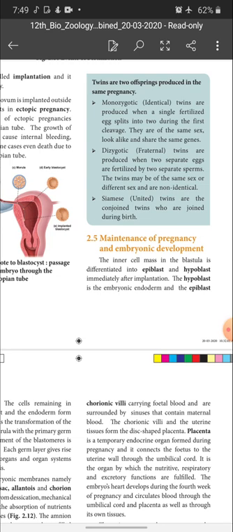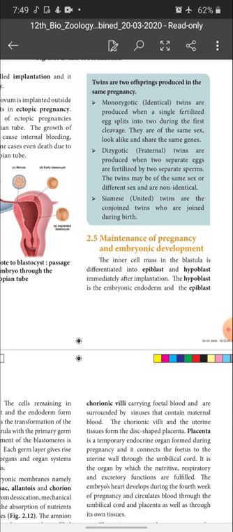Children, in my last session I discussed fertilization and implantation. Today I am going to discuss the next stage of development, that is maintenance of pregnancy and embryonic development. Before that, we have to discuss twins.